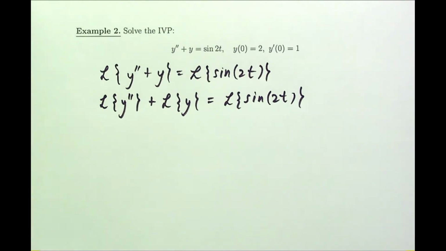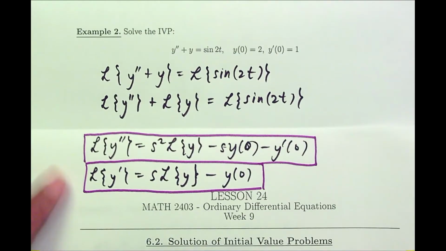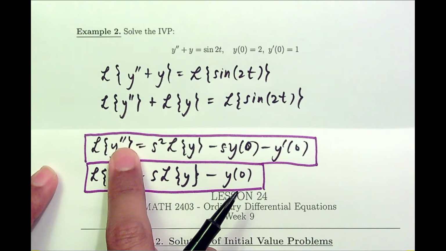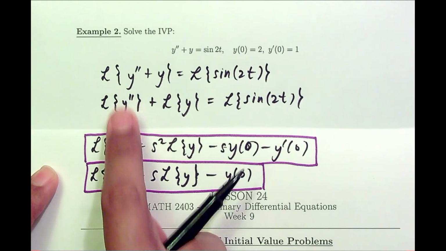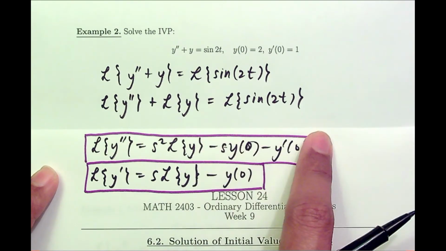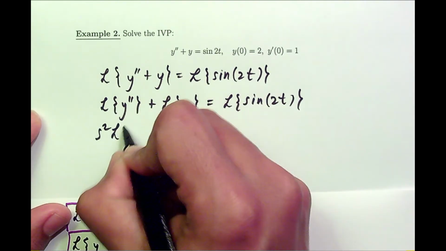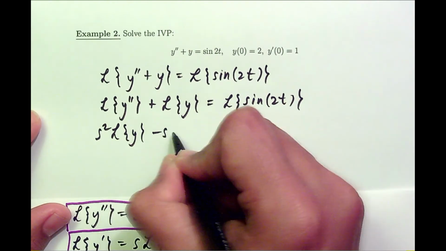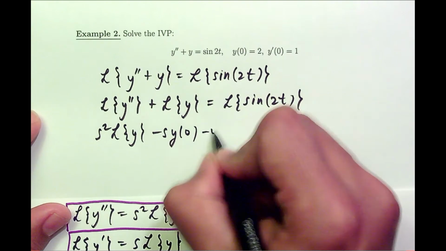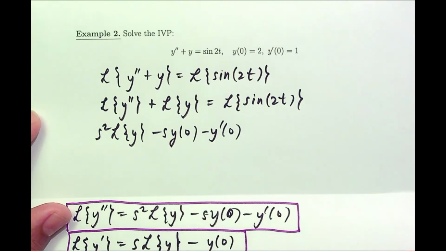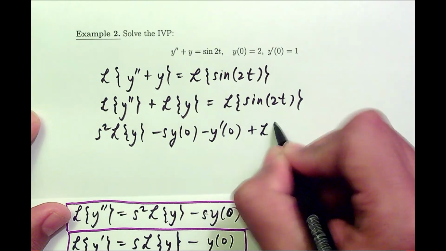Okay, now we're going to apply the formulas at our disposal to simplify this. So remember this one right here, we have a formula. That's a special case of the big long formula when n equals 2. So now this is that. So I'm going to write that. So the Laplace transform of the second derivative is s squared Laplace transform of y minus s y of 0 minus y prime of 0. So that's that. Plus the Laplace transform of y.